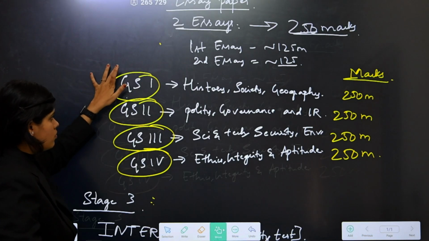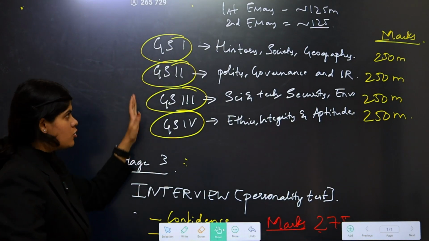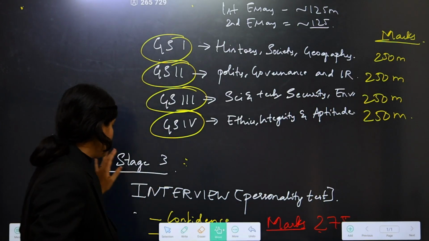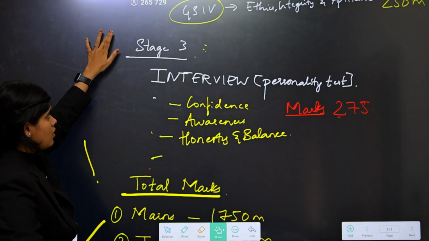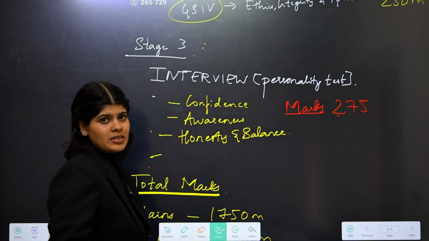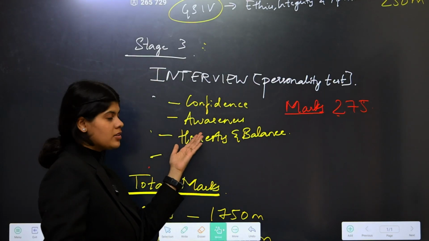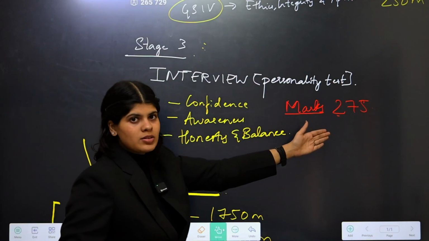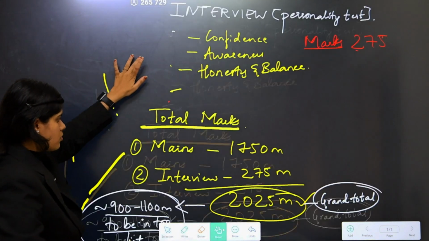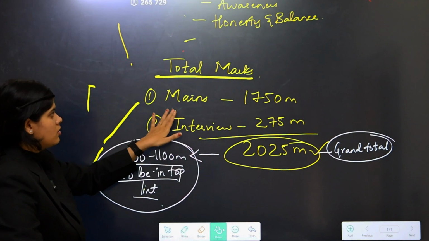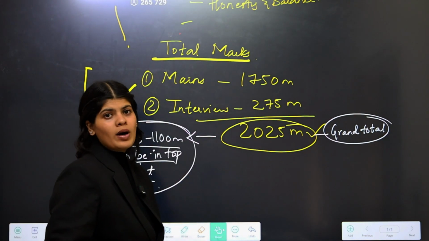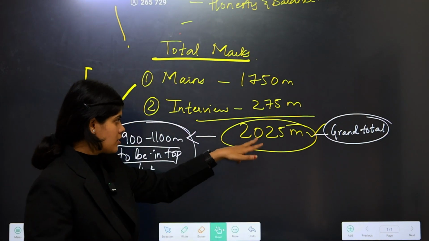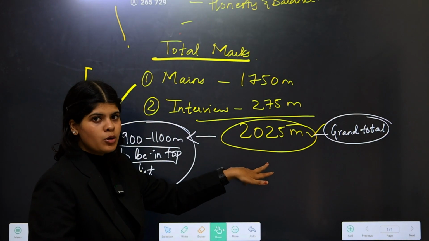Then you will move to these 4 papers, GS1, GS2, GS3 and GS4, each paper being for 250 marks. Now stage 3 is going to be your interview, the personality test. Here they are going to test your confidence, your awareness, your honesty and balance. This is going to be for 275 marks. Your total marks for mains is going to be 1750, and your interview is going to be 275 marks. Your grand total is going to be 2025 marks.